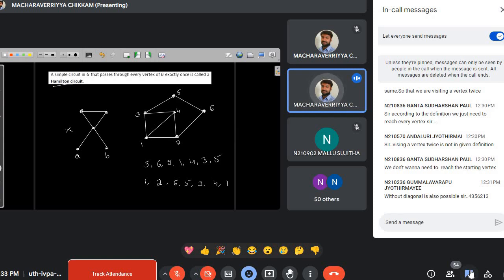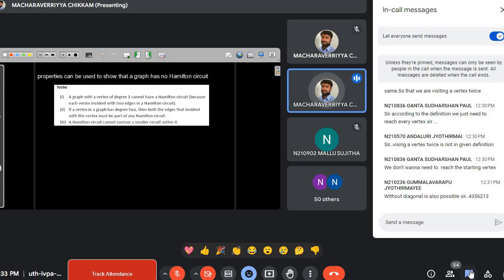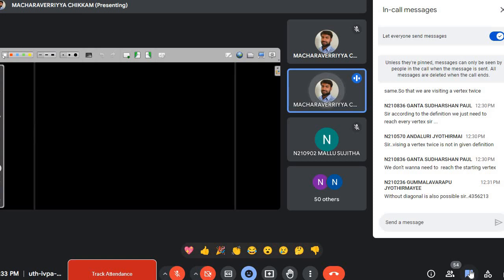You understand? For example, when you draw a circuit, let's do one thing. Let's draw the circuit here and try to understand. If you have a circuit, it means it can be drawn as a cycle, right? Like this. The moment it is a circuit, it can be drawn this way.